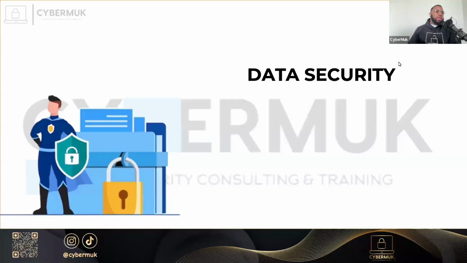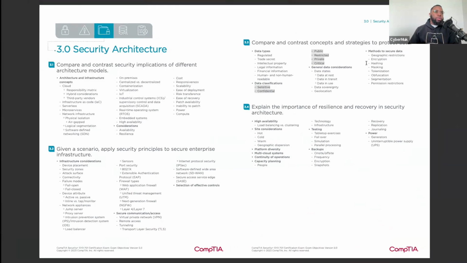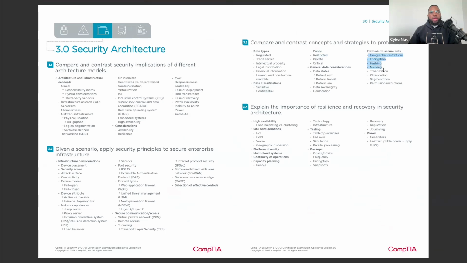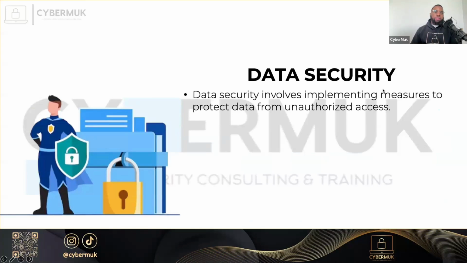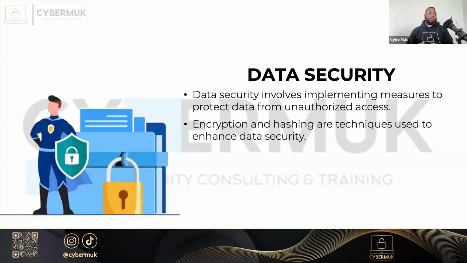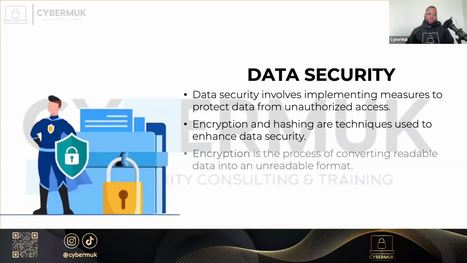Now let's look at some data security elements, and we will talk about concepts like encryption, like hashing, and a few concepts that we had already talked about. So this is going to be like a review. Data security involves implementing measures to protect data from unauthorized access. And here, encryption and hashing, for example, are techniques used to enhance data security.